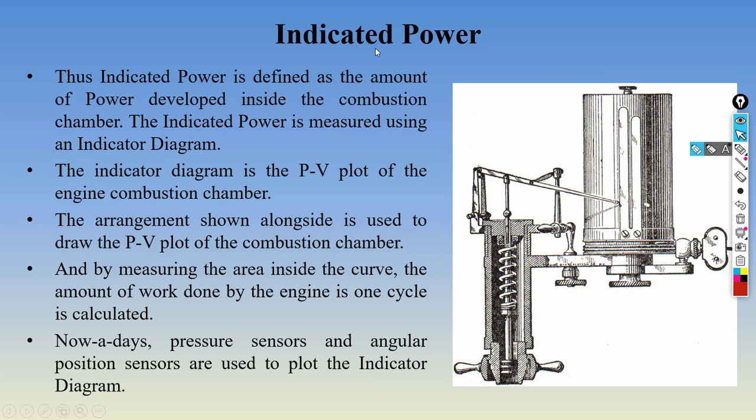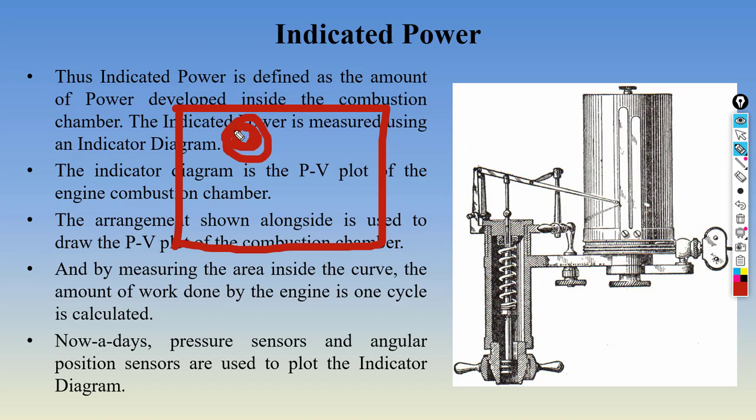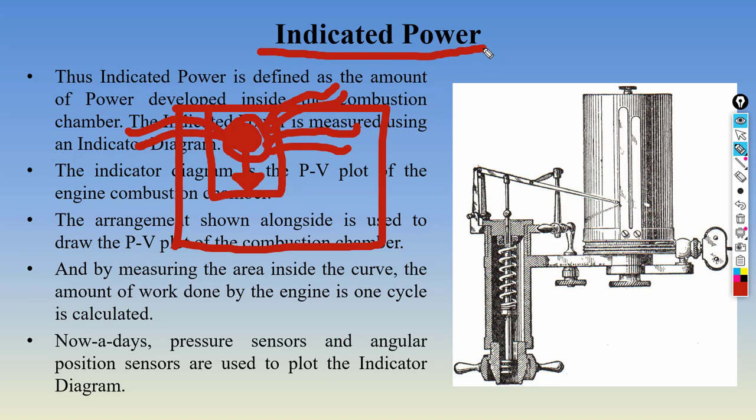After thermal power, there is indicated power. As I said, when combustion takes place inside the engine, not all the combustion power is converted into mechanical power. This is my engine, and fuel is burning inside my combustion chamber. Some of the thermal energy is lost to coolant, to exhaust gases, and to radiation, and only some amount of power is used to move the piston downwards. This amount of power which is used to move the piston downwards is known as indicated power.